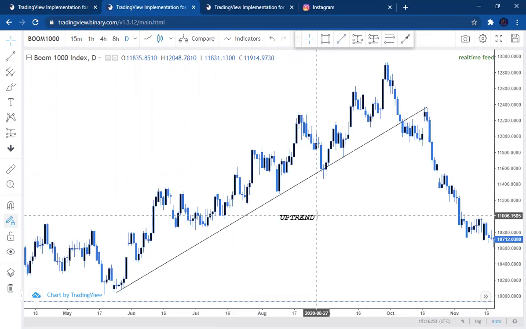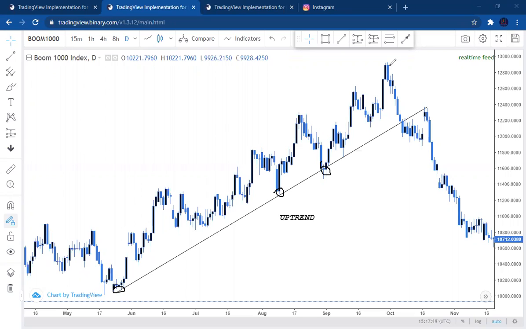The same procedure, the same way, everything is the same when price is in an uptrend. So what you always need to do is draw a trend line, and you need to connect two or more points. One, two, three. Get it?